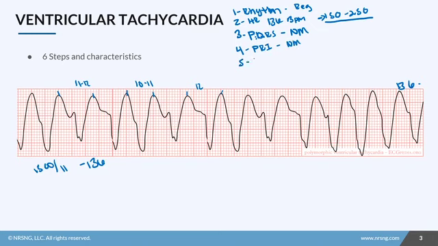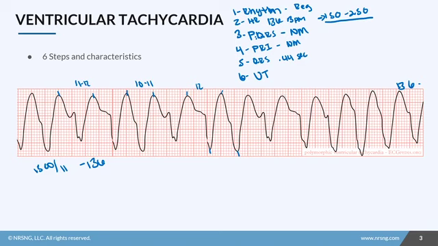Step number 5, let's do the QRS complex. So let's do this one. From here to here, we have about 5, 10, we can say about 11 boxes. So it would be about 0.44 seconds. The QRS complex is usually wider in ventricular tachycardia. And in step 6, we identify the rhythm, which is VTach.